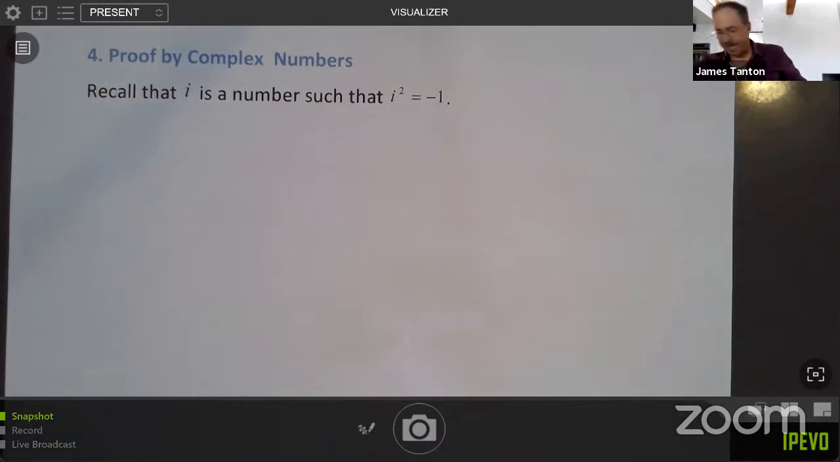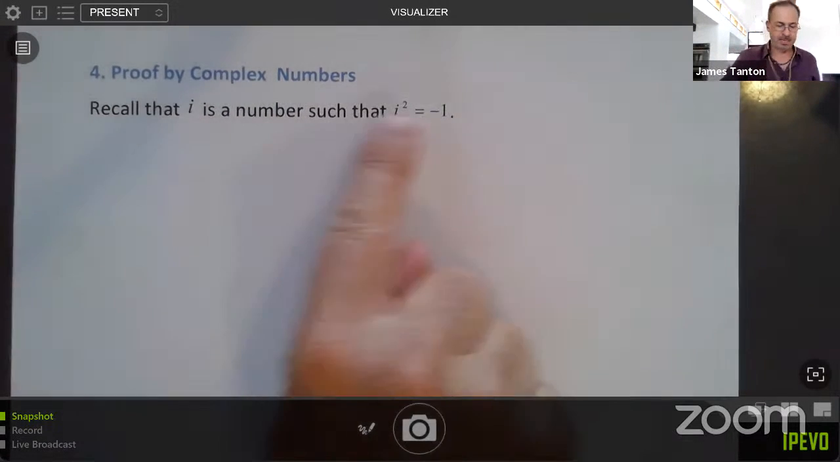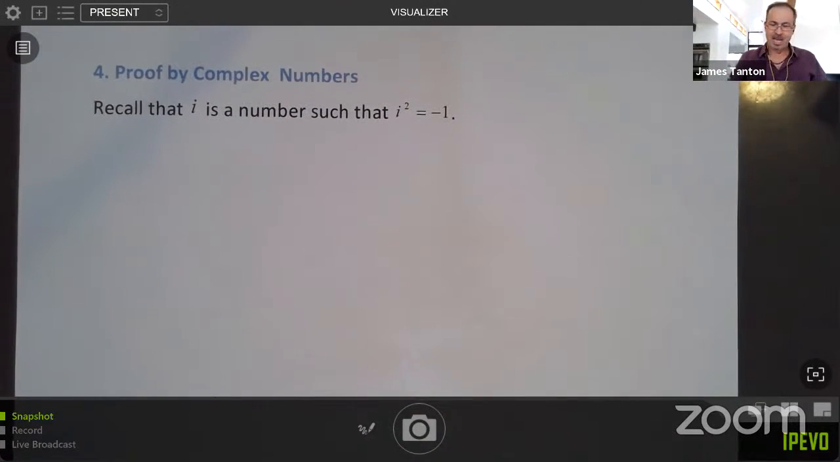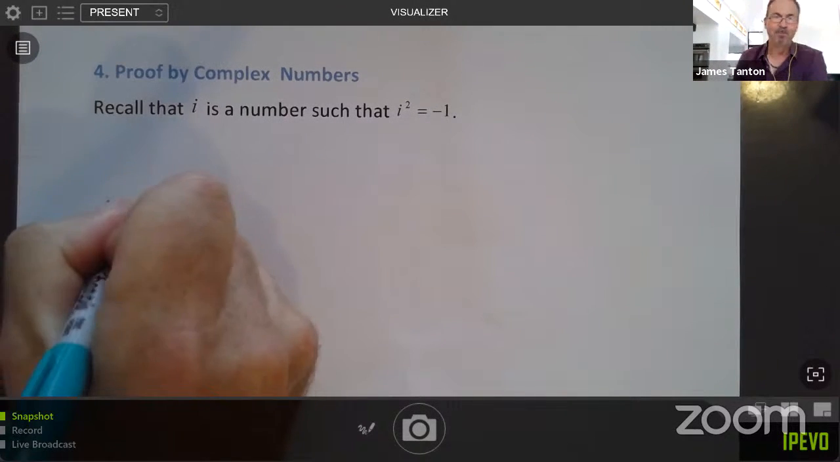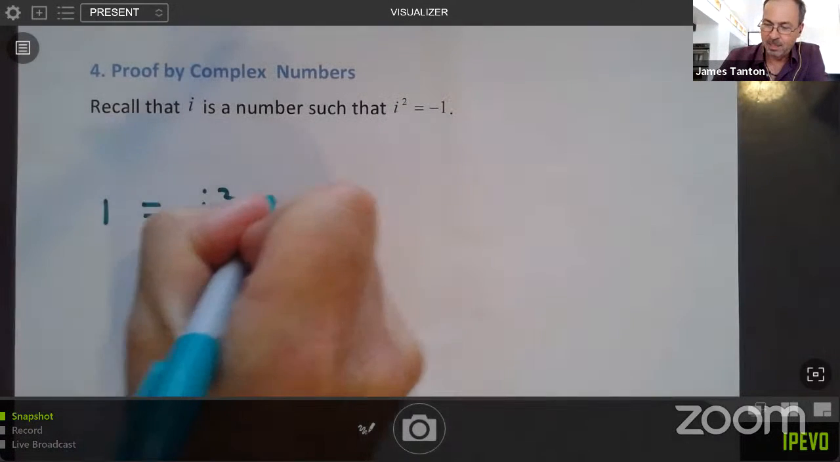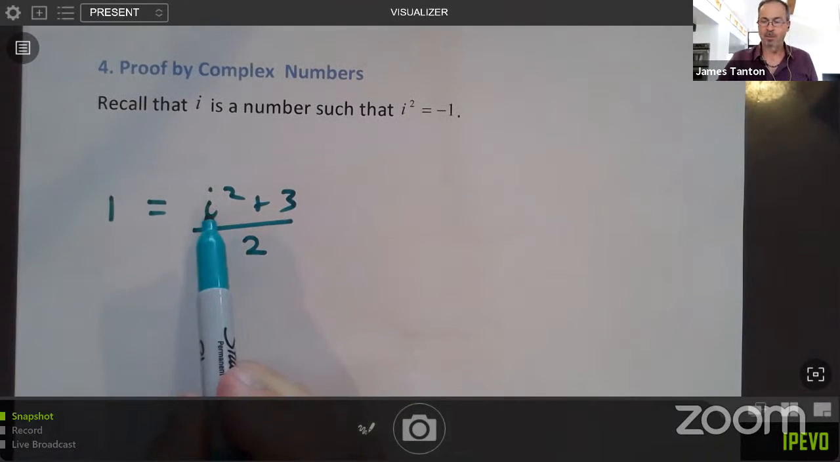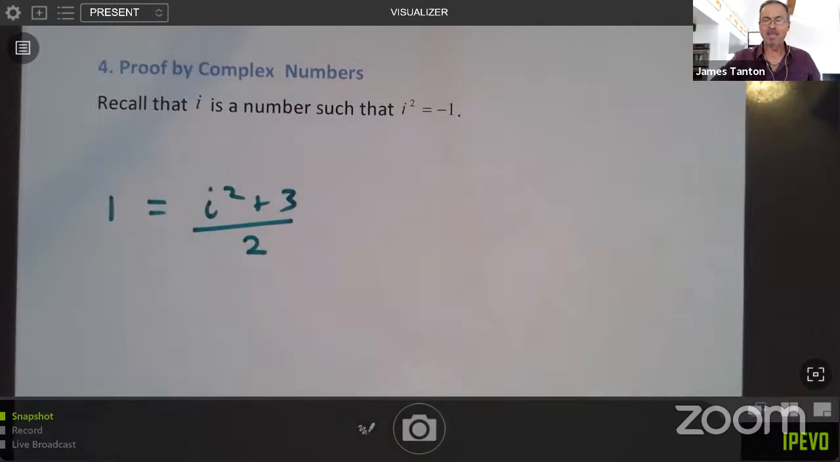So these have been mentioned today already. The number i is this weird number, the property that i squared equals -1. So I'm going to do a one-line proof. Here's the number 1. I claim it equals (i squared plus 3) divided by 2. I think I'm right, because that's -1. -1 plus 3 is 2 on the top, 2 on the bottom. Yep, that's 1. So let me just tease this apart.